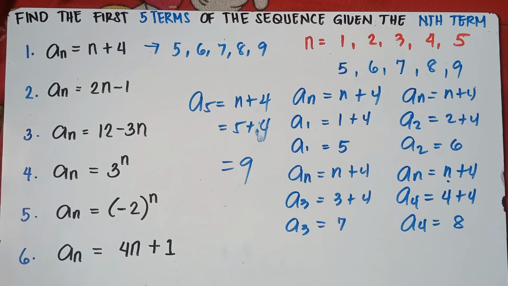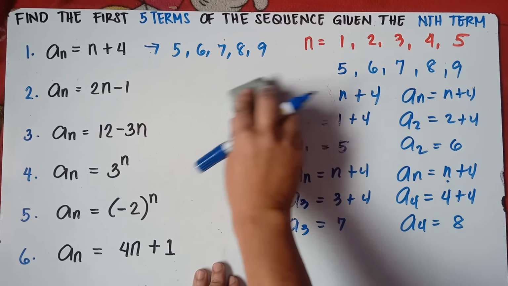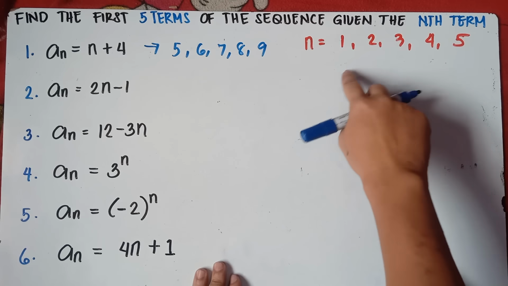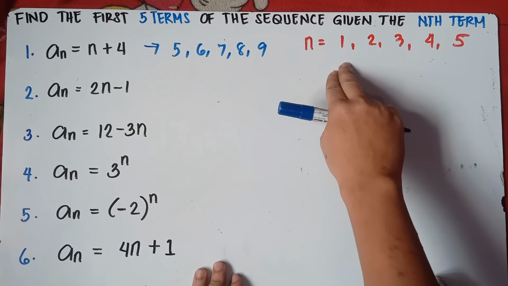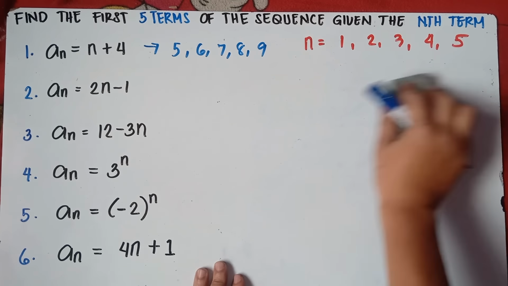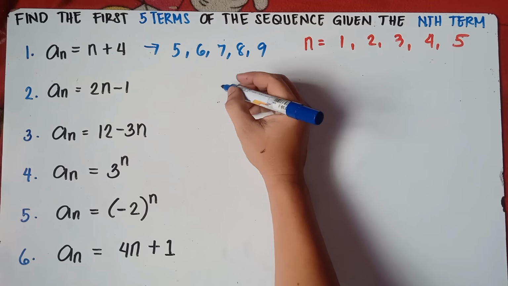So pause the video, class, because I will be erasing this one. Very easy, right? Simply substitute the value of n from this given sequence. If the teacher asks you to look for the first 3 terms, your n will be 1, 2, 3. Now since we're looking for the first 5 terms, we have 5 positions: 1, 2, 3, 4, 5. Alright, let's have number 2.